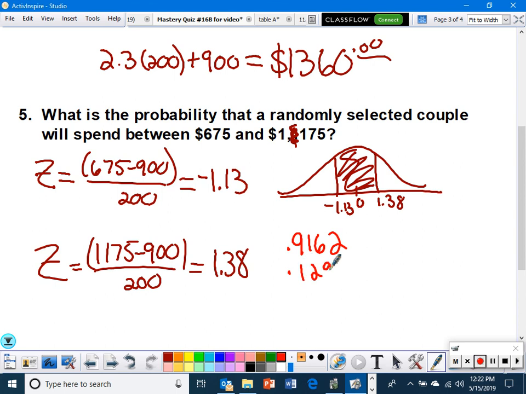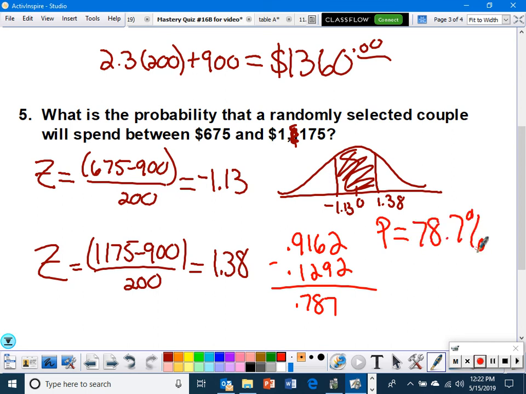Subtract. So 0.9162 subtract 0.1292, and I get 0.787. So the probability that they spent between $675 and $1,175 is about 78.7%. So that's a pretty good chance that they spent somewhere between those two numbers. All right, that is it. Good luck, ladies and gentlemen.